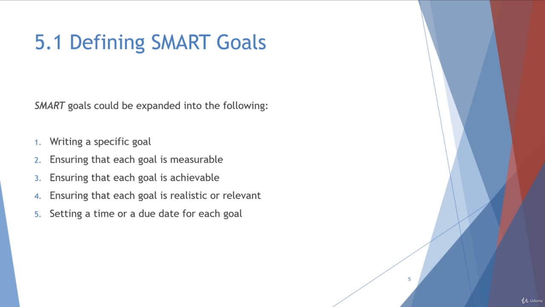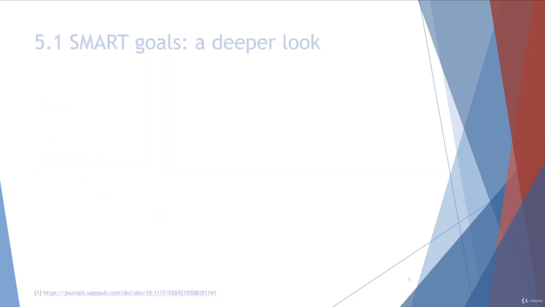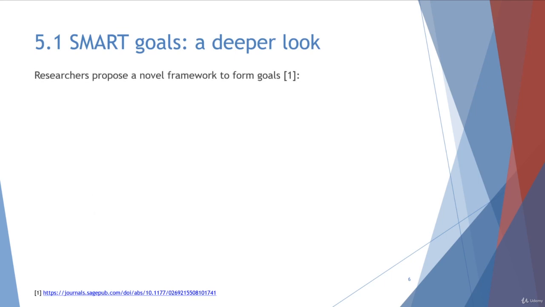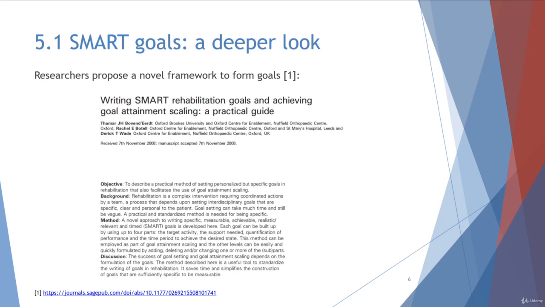Essentially, researchers who came up with this method believed that goal creation was previously a vague process in general. The challenges of goal creation led them to propose a novel framework to form goals in a more precise and efficient manner. This goal forming method is discussed further in this paper titled Writing SMART Rehabilitation Goals and Achieving Goal Attainment Scaling, a practical guide, for those of you who might not be familiar or would like a deeper look.